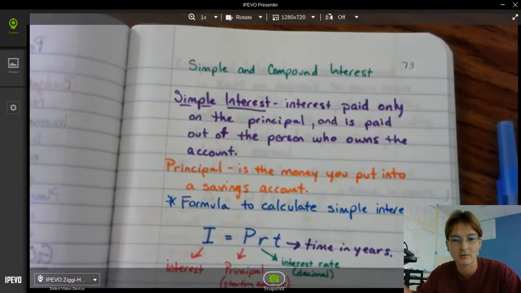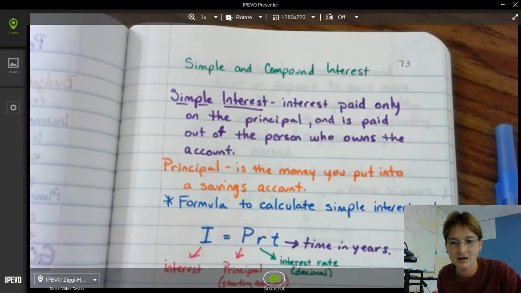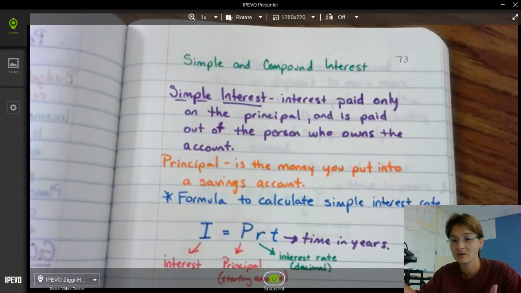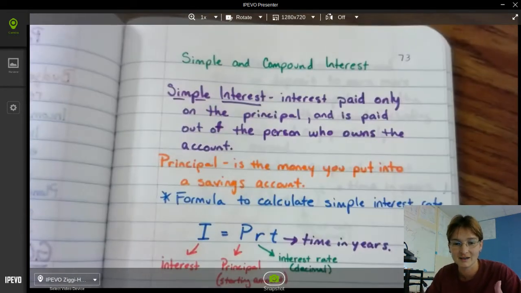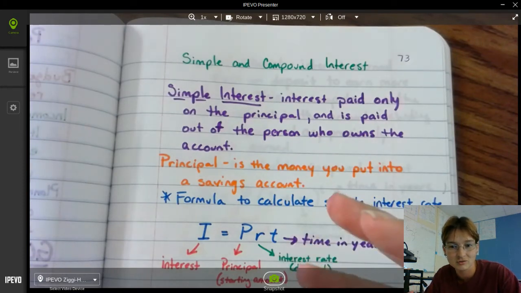We're going to first talk about simple interest. Simple interest is the interest that's paid only on the principal and is paid out to the person who owns the account. And a principal is the money you put into a savings account. A lot of people say it's like your starting off money. It's what you're putting in.